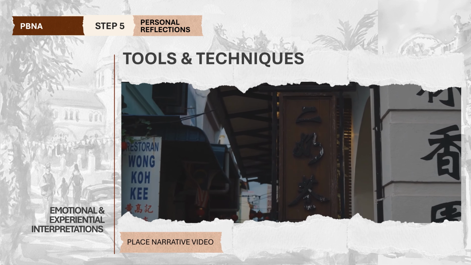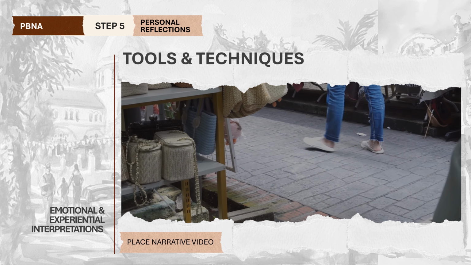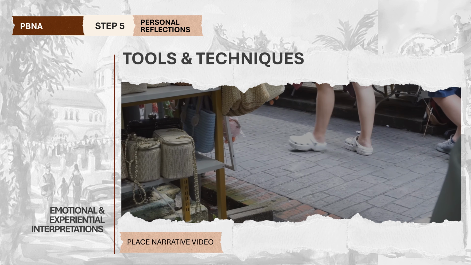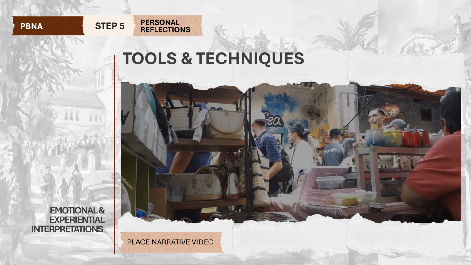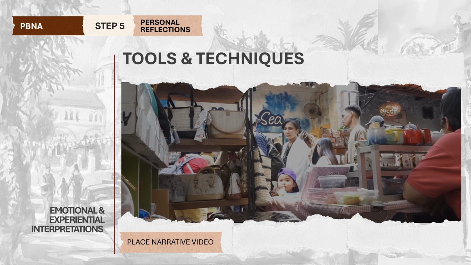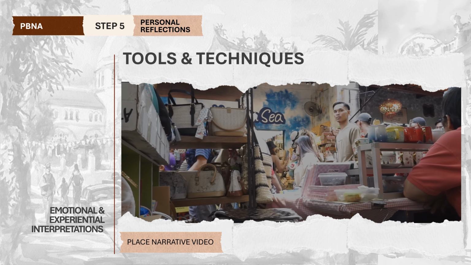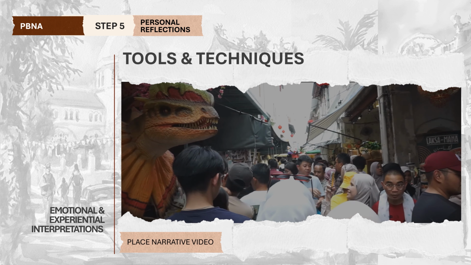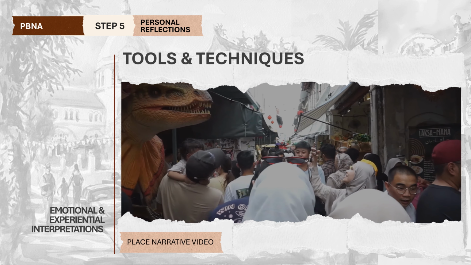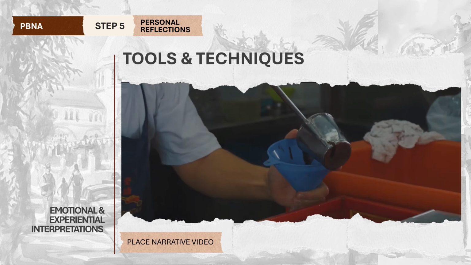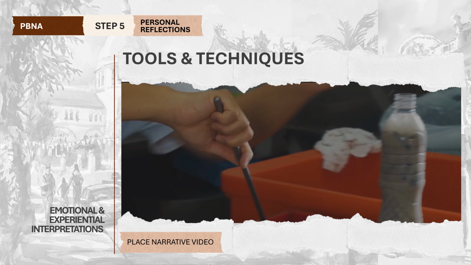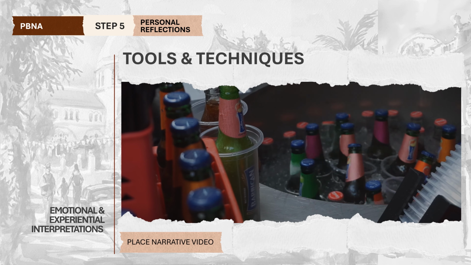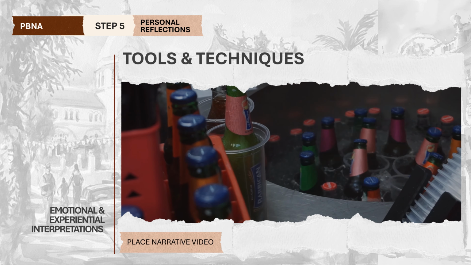We've walked the streets, we've listened to stories, we've mapped memories. Now comes the most important part, making it personal. Step 5 is all about reflection. It's about taking everything you've seen, heard, and felt. This is where students begin to truly understand the soul of a city, not just its buildings or streets, but its rhythms, rituals, and relationships.